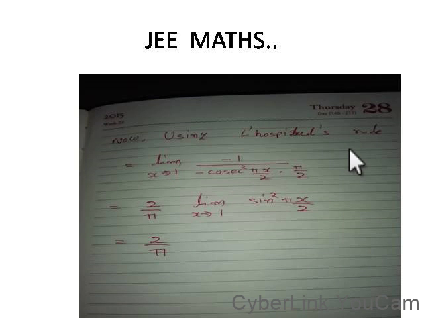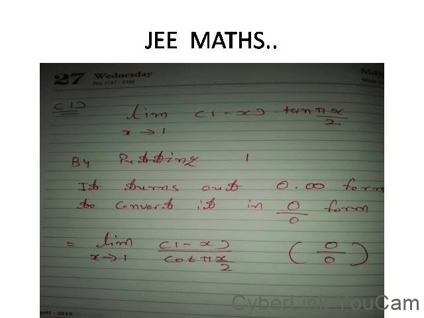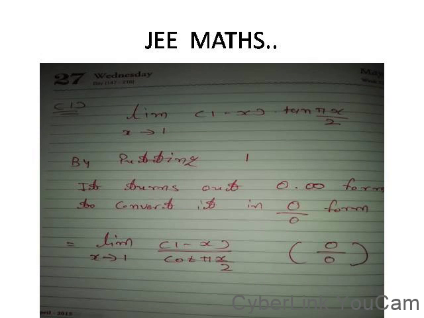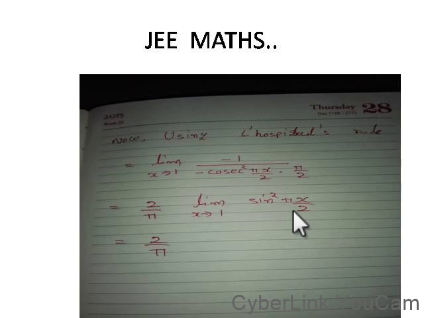Now using L'Hospital rule, we have to separately differentiate the numerator and denominator. The numerator is 1 minus x: the differentiation of 1 is 0, and of minus x is minus 1. So we are left with minus 1. And what is the differentiation of cot pi x by 2? Cot's differentiation is minus cosec square of pi x by 2, into the differentiation of pi x by 2, which is pi by 2. This minus and minus 1 get cancelled out.